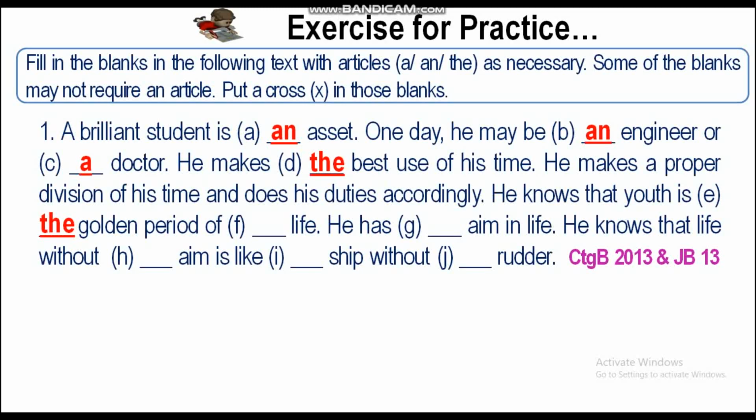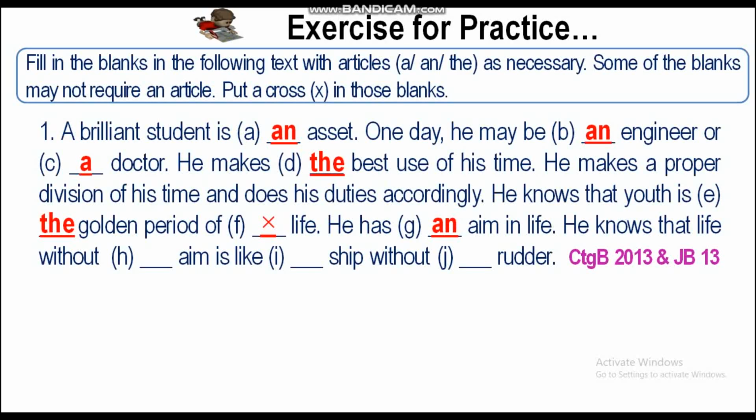Golden period of dash life. Here, life is an abstract noun, and before an abstract noun, no article is used. So, a cross will be used before life. He has dash aim in life. The word aim is a noun and it starts with a vowel. So article an will be used before the word aim.